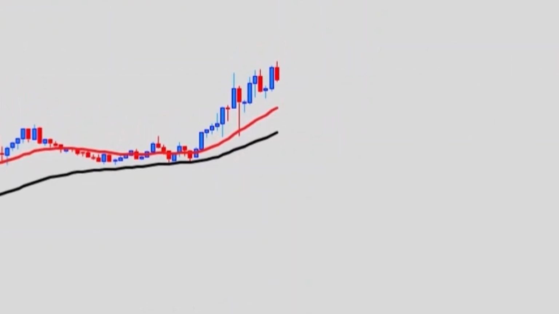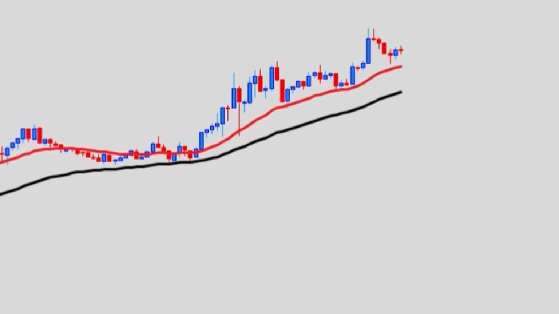Same thing happens during the bearish phase of the market. During the bearish phase, these moving averages would provide dynamic resistance to the price.